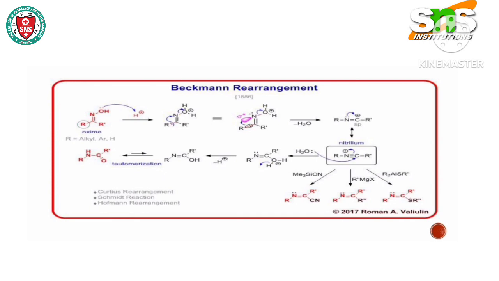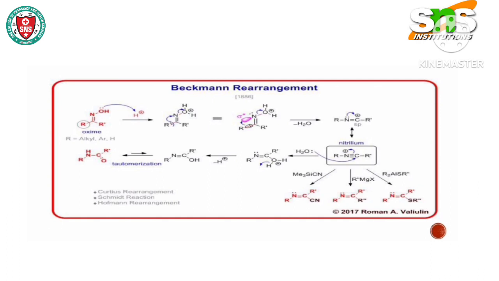The next step is removal of proton. The OH2 group is present there. A proton, that is H, will be eliminated from that intermediate compound R N=C R dash OH2. That H will be removed from that group, which will give the compound R N=C R dash OH.